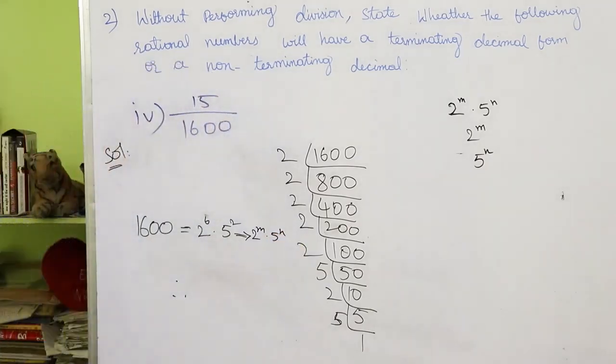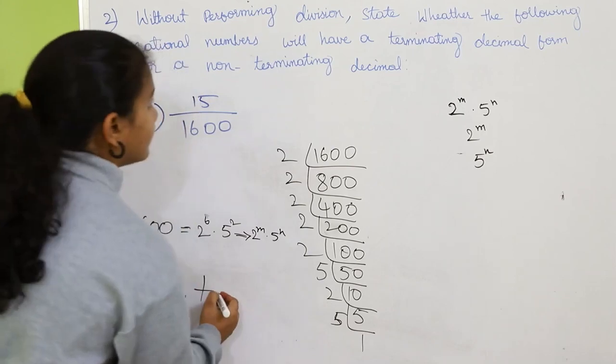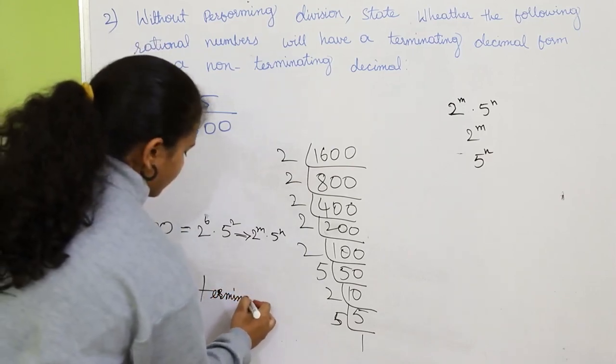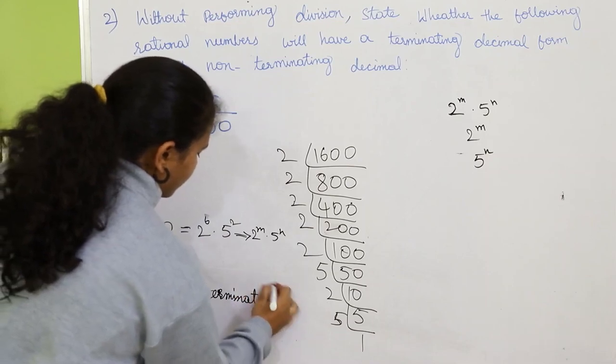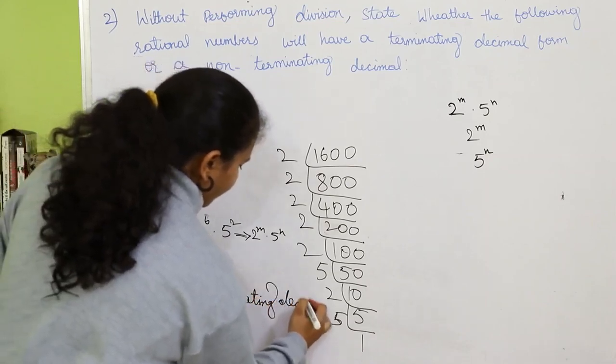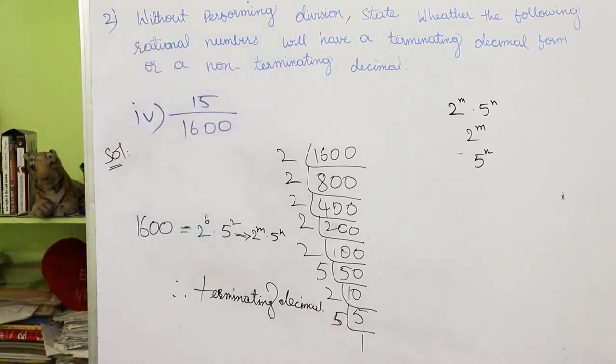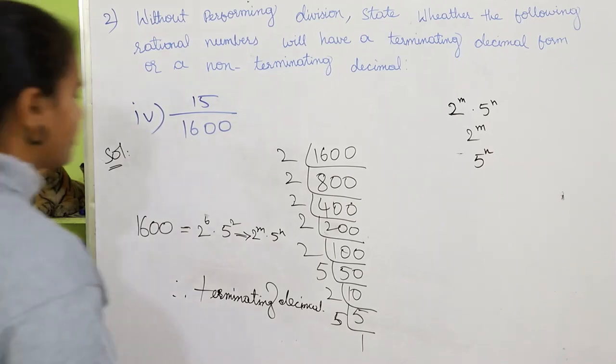So therefore this will become what? This will become a terminating decimal. Okay? Terminating decimal. Clear? Done? Now let me go for the next one.